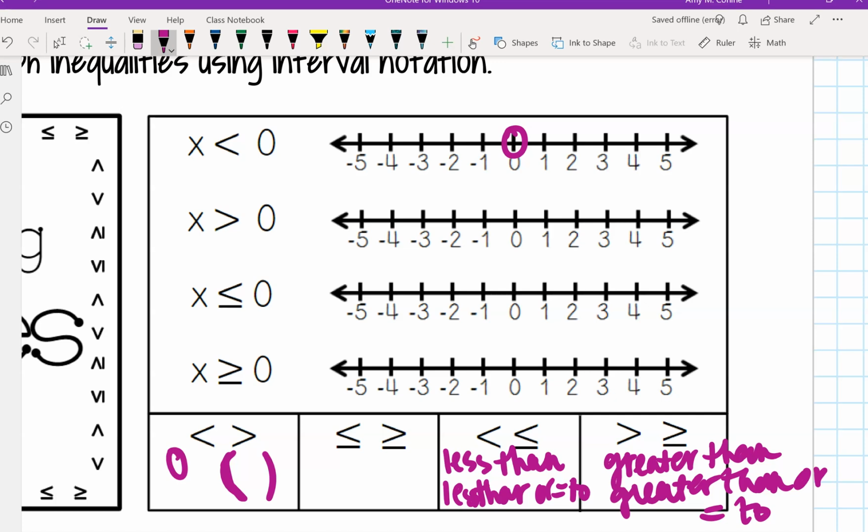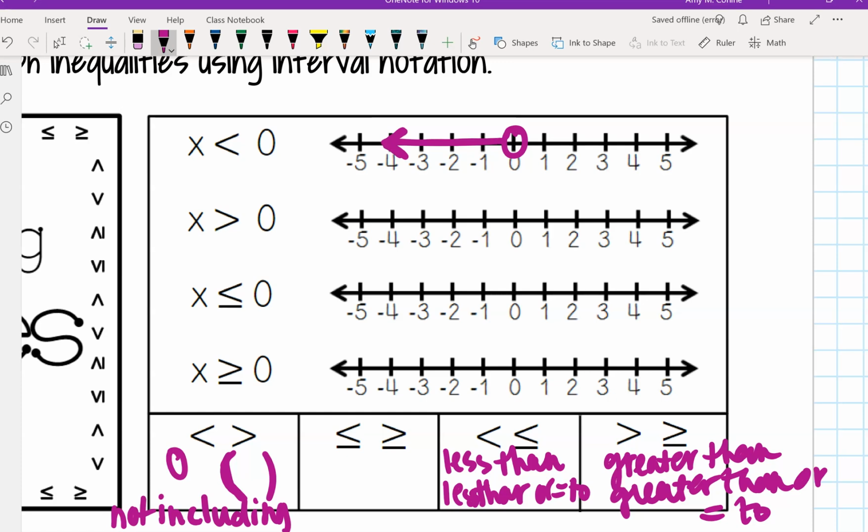So we're looking at where to shade. Now we have our open dot. Our open dot means that we're not including. Okay, so we're not including 0, but we want to know the range of all the values that are less than 0. So less than 0 would be all these negative numbers. And with an arrow, you're going to point it to the left.